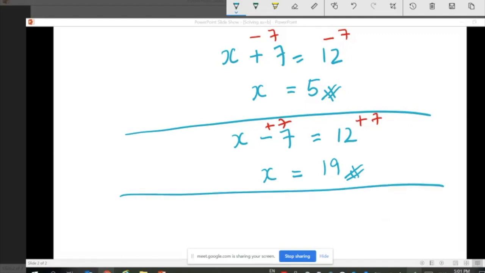Today you're going to learn how to solve algebraic equations of the form ax equals b. Let's head over to Ace Learning to learn more.